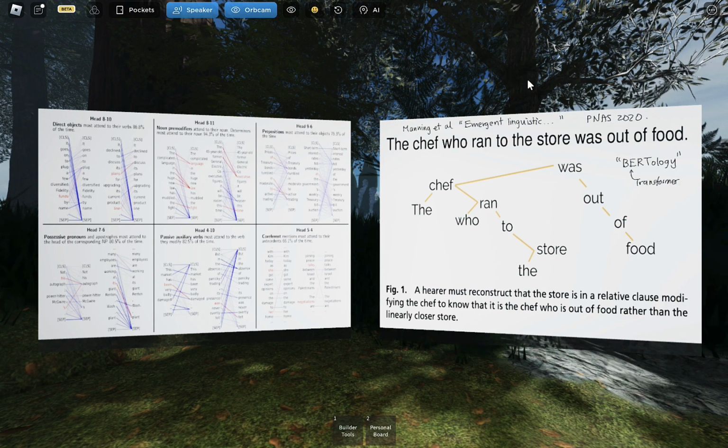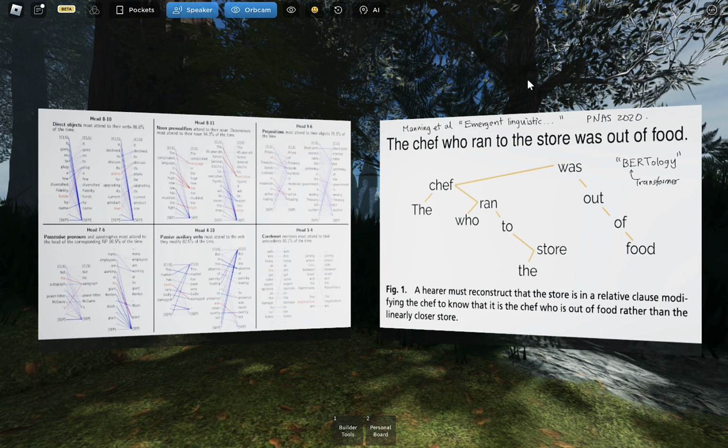And this is something that people make mistakes on. They tend to associate whatever substructures in the sentence with things that are closer. Okay, so you could say that you kind of need to understand that "who ran to the store" is something that's attached to the chef, and the overall content is somehow "chef was out of food," and then "who ran to the store" is just some extra information. Okay.